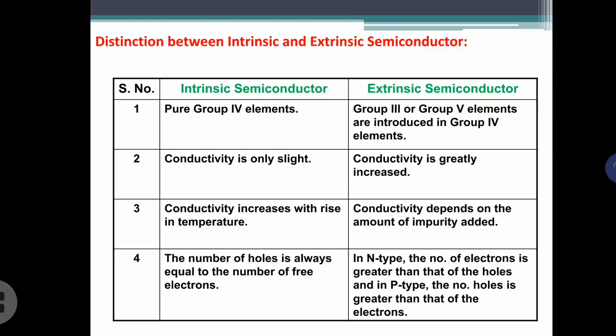And here the number of holes is always equal to the number of electrons in the case of intrinsic or pure semiconductor. But as we have seen in the impure semiconductor, one type of charge carrier will be dominant compared to the other, based on the impurity which we are adding. So this is the end of part 1.